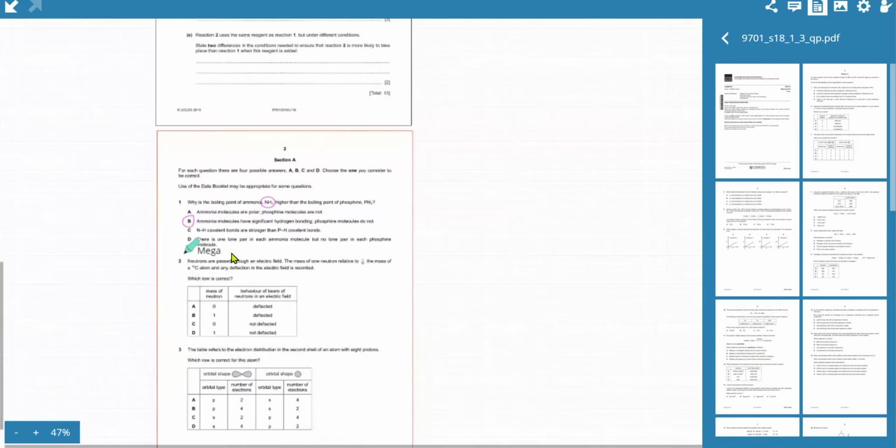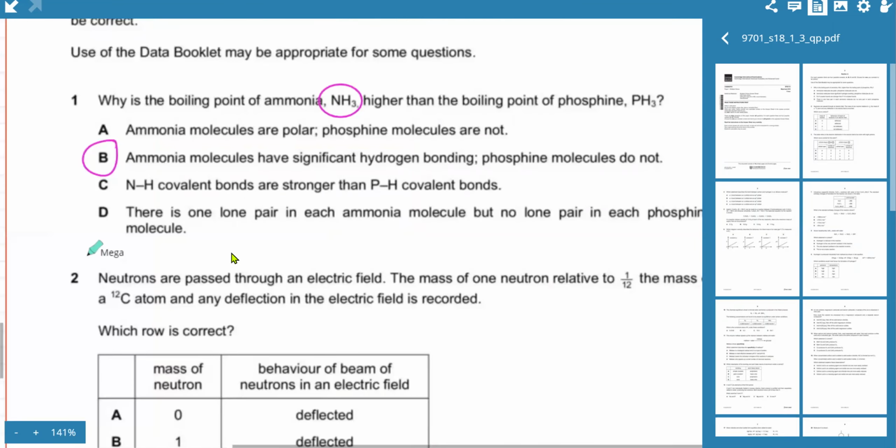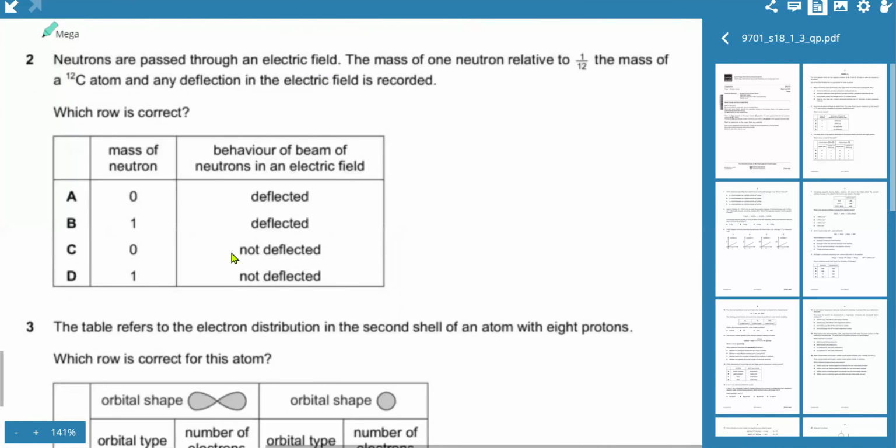Next one is neutrons are passed through an electric field. The mass of one neutron relative to 1/12 the mass of a C atom, and any deflection in the electric field is recorded. Which row is correct? Neutrons don't have any charge, which basically means that they're not going to get deflected. So it's either C or D, and the mass of the neutron is going to be 1.